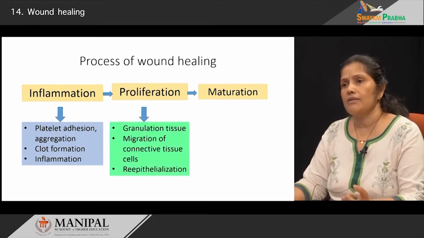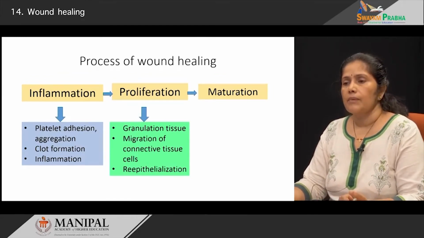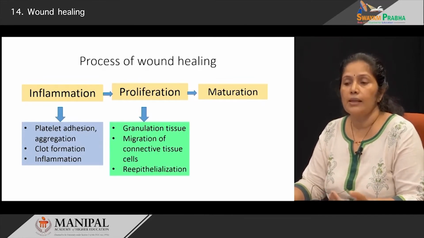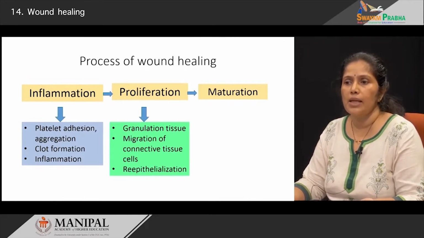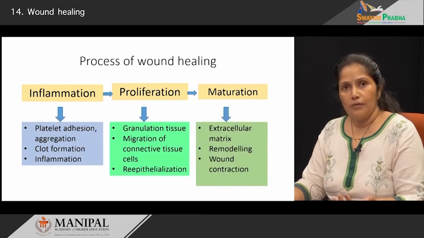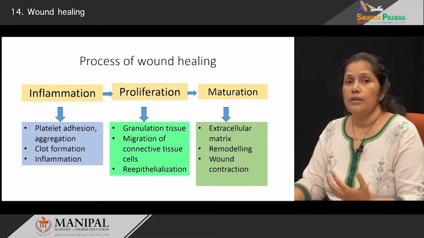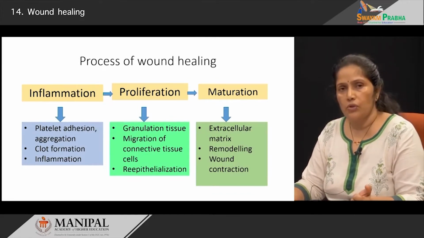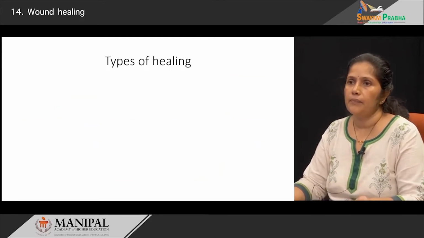After that there is the phase of proliferation, when there is an attempt to replace the normal structures. So, there is granulation tissue formation, there is migration of cells which will form the connective tissue, and then the epithelial tissue will also form. So, re-epithelization. The final phase is that of maturation, when the extracellular matrix is laid down, there is remodeling of the tissue, and if the wound is very large, there is something known as wound contraction. We will look at these three processes of inflammation, proliferation and maturation in greater detail.